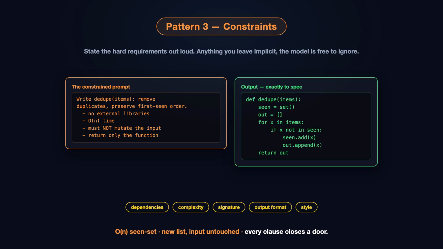And notice that last constraint: return only the function, no explanation. That one is pure quality of life. By default the model wraps everything in 3 paragraphs of chatty preamble. When you're pasting code back into an editor, that's just friction you have to delete every single time. One clause stops it. The rule of thumb to take away: every requirement you leave implicit is a requirement the model is free to ignore, so the requirements you actually care about, you say out loud.